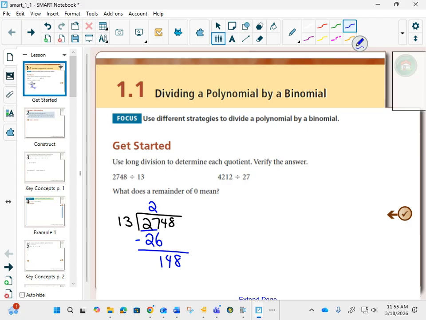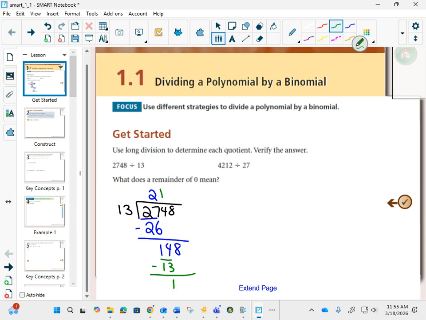So now, my new number is 148. Is there any 13s in the 1? No. But if I go to 2 numbers, are there any 13s in 14? Yes, there's 1. So now we write the 1 above the 4. 1 times 13 is 13, and we subtract, 14 minus 13 is 1, bring down the 8, 18. And we do this process a third time.